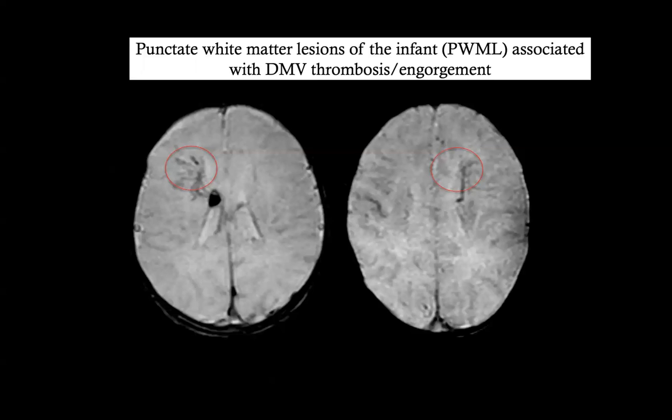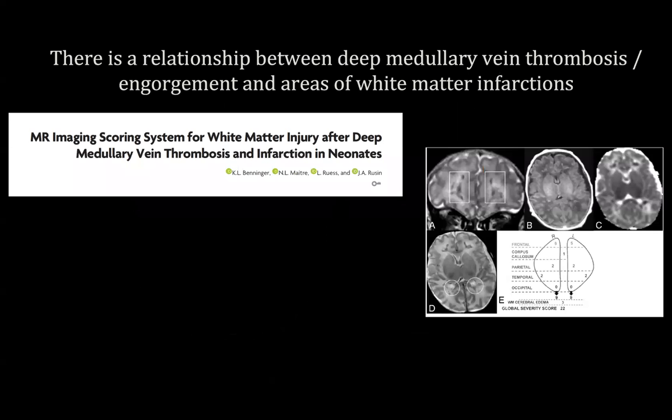Now, the problem is, there is this association. Is it always like that? What is the significance? So let's, as I said, check the literature. This is a scoring system that was attempted for the white matter injury in the deep medullary vein territories. It's just to show the scoring system. I don't want to focus on the scoring system per se, but look at all these linear areas, bilateral, with associated punctate foci of abnormality.